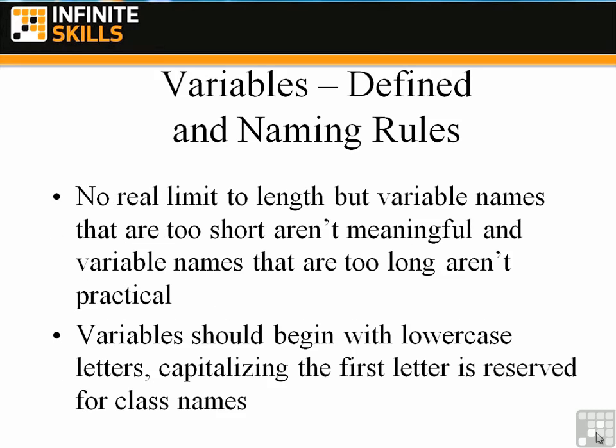There's no real limit to the length of a variable name, but a variable name that's too short isn't very meaningful. For example, if I use A to store my name, that doesn't mean very much. How would I know that A has a name stored in it, whereas if my variable was called name, then I know that a name is going to be there. And then variable names that are too long aren't practical in that you'll have to type the variable name several times in a program, and if it's more than 10, 15, 20 characters, you're going to get tired of typing it all the time. So you want a reasonably sized variable that has some meaning associated with the data that's stored there.